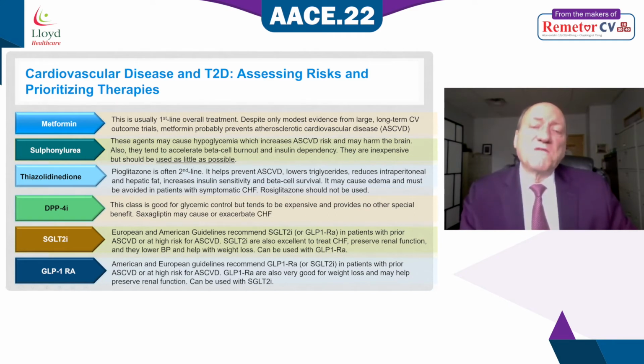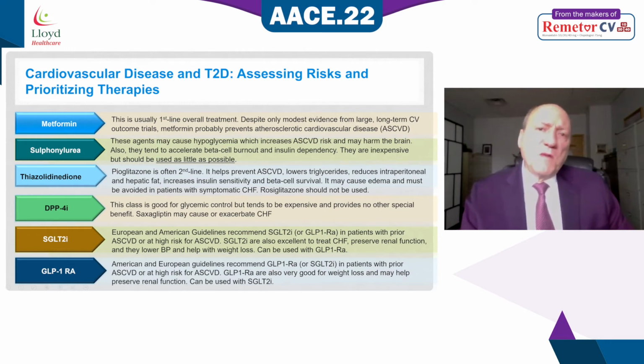Pioglitazone, on the other hand, is a very good medication, often second line after metformin. There's good evidence that it prevents ASCVD, lowers triglycerides, reduces intraperitoneal and hepatic fat. We talked about that earlier, very common in South Asians. So this can be a very good drug for South Asians. Increases insulin sensitivity, increases beta cell survival. It may, on the downside, cause edema and must be avoided in patients with symptomatic congestive heart failure. Please do not use rosiglitazone.